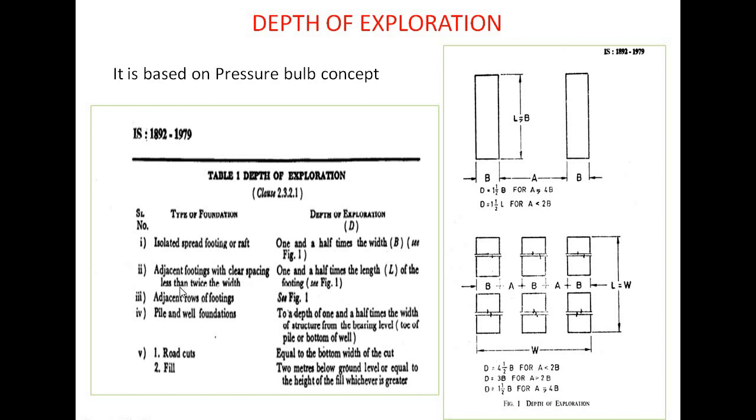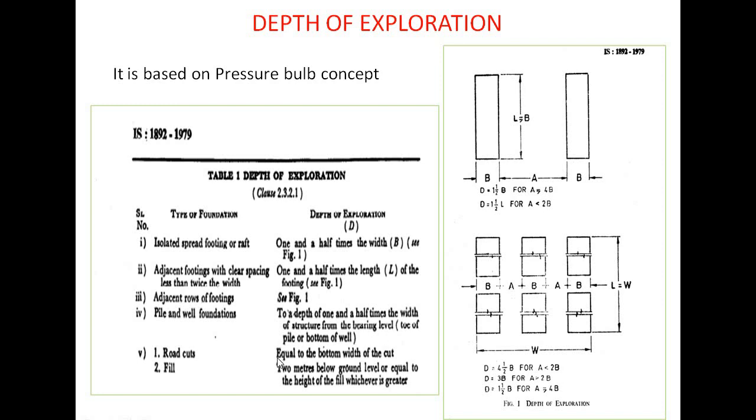Adjacent footings with clear spacing less than the width. So here you can see if it is less than twice the width, then it is 1.5 times the length of the footing. And if you have an adjacent row of footings in this manner, based upon the spacing between them, then we have these guidelines. So it is equal to 4.5 times the width, 3 times the width, and 1.5 times the width of the footing. And if we have a pile or well foundation, then the depth of exploration should be up to a depth of 1.5 times the width of the structure from the bearing level.